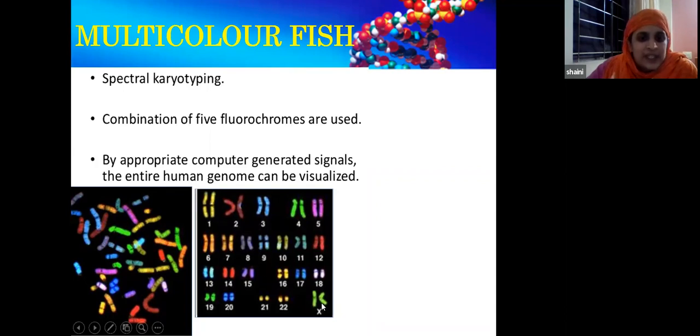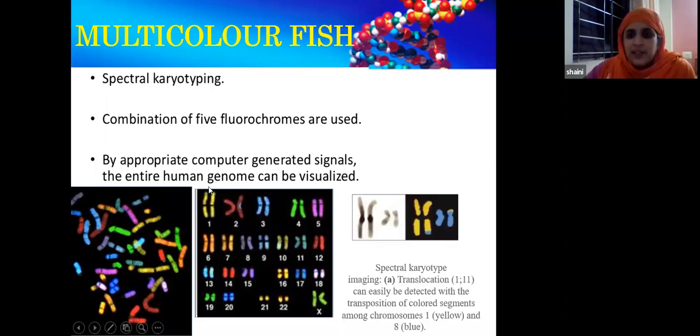This is a spectral karyotype. It helps in identifying whether all the chromosomes are present or not, and if there is any translocation between chromosomes. Now, if one part of one chromosome goes and binds to another, or is translocated, it will show up. For example, here.